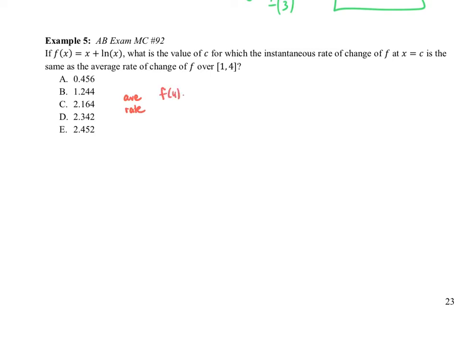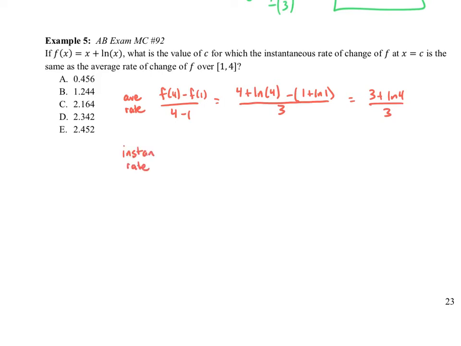We're looking at f of 4 minus f of 1 divided by 4 minus 1. That gives us 4 plus ln of 4 minus quantity 1 plus ln of 1. And then we're going to divide by 3. So here we get 3 plus ln of 4 over 3. And again, you could do that in the calculator, but I just wanted to show you the development of it. And then the instantaneous rate of change, we'll have the derivative, which is 1 plus 1 over x. And of course, we're going to look at that at the letter c.